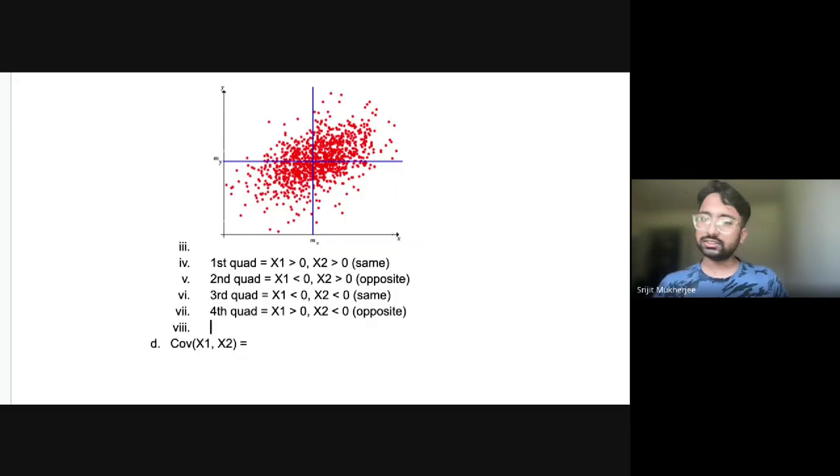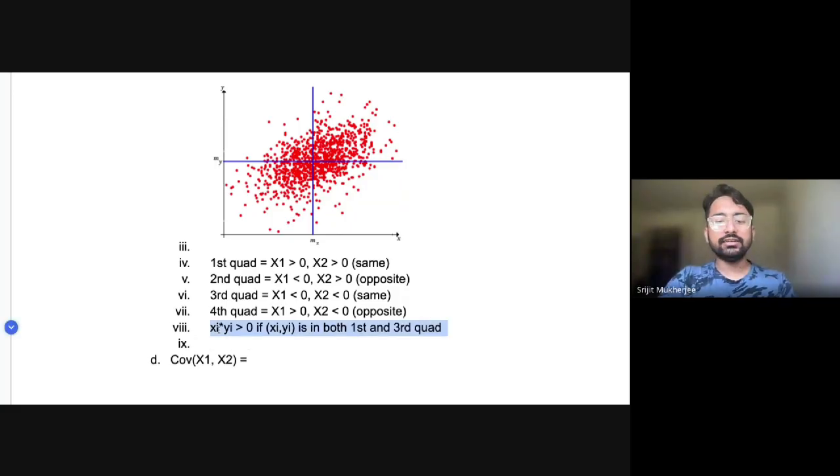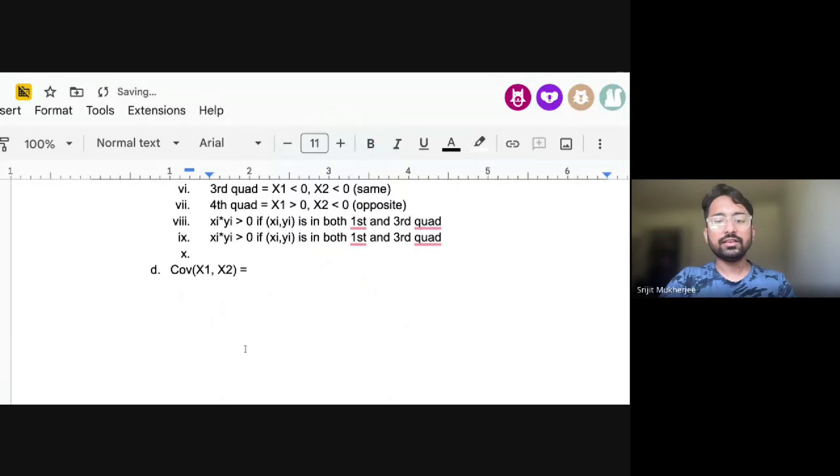So what we are doing is simple. The whole idea is to change everything into a deterministic format, so we want a single measure. So we multiply x1 times y1. Observe that xi times yi is positive if the point is in both the first and third quadrants, and xi times yi is negative if they are in the second and fourth quadrants.